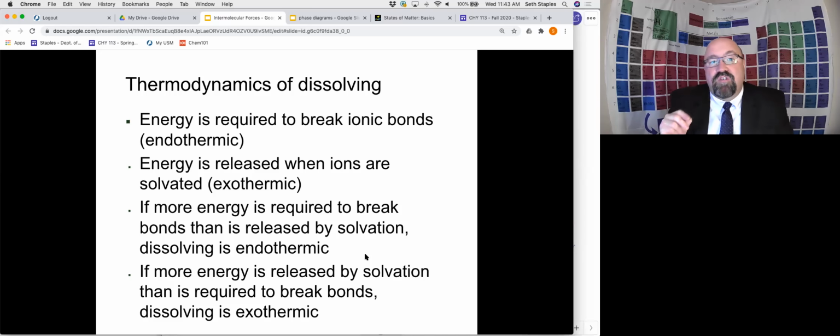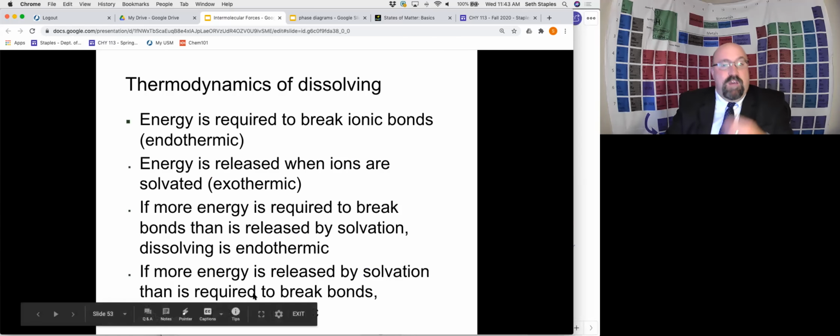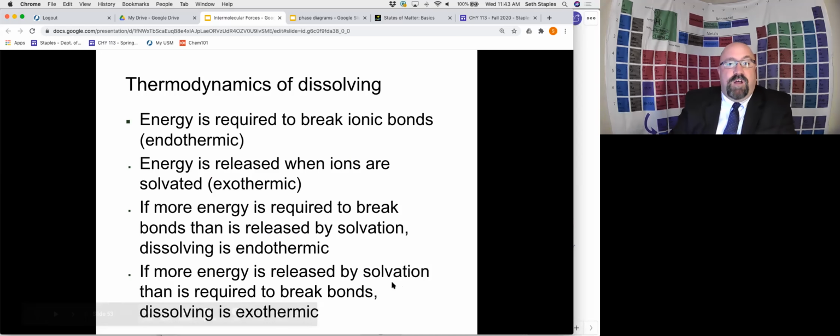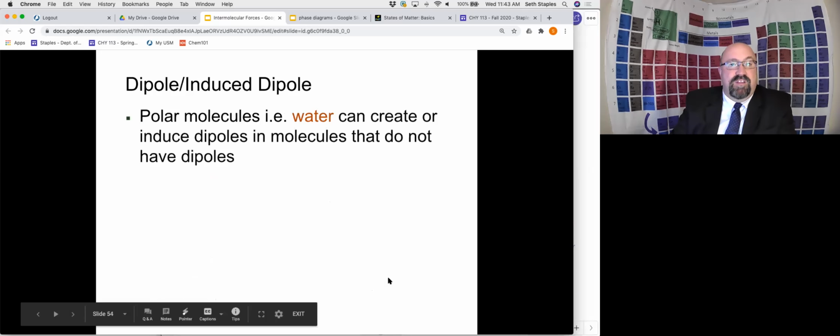If more energy is required to break the bonds than is released, then dissolving is actually endothermic. And we see this with some substances. If I remember right, don't quote me, but I think that the dissolving of CaCl2, calcium chloride, is endothermic. It will actually take energy overall because more energy is required to break it up than is actually released by the solvation. And so that will cool the things down a little bit. If more energy is released by the solvation than is required to break the bonds, then the dissolving is actually exothermic. It will release a little bit of energy.